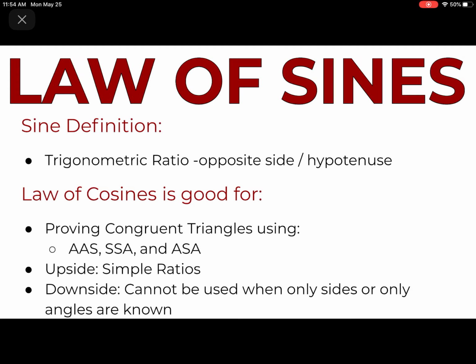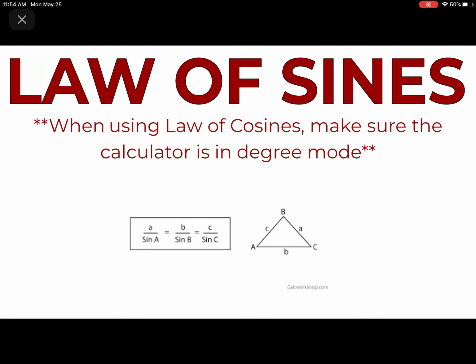Okay? So now we're going to review the law of sines. Again, the sine definition is a trigonometric ratio, opposite side over hypotenuse, SOHCAHTOA. Law of sines, I'm sorry, I need to change that, is good for proving congruent triangles using angle, angle, side, or side, side, angle, and angle, side, angle. The upside of it is it's a simple ratio. It's not too hard to work with. And the downside is it can't be used if only sides or only angles are known. Okay? So, my law of sines, again, I have to fix that, I'm sorry. We have to make sure our calculator is in degree mode. If it's in radian mode, we will not get the correct answer.